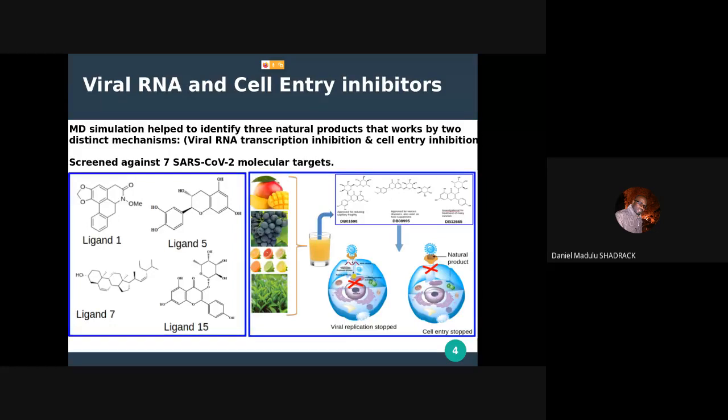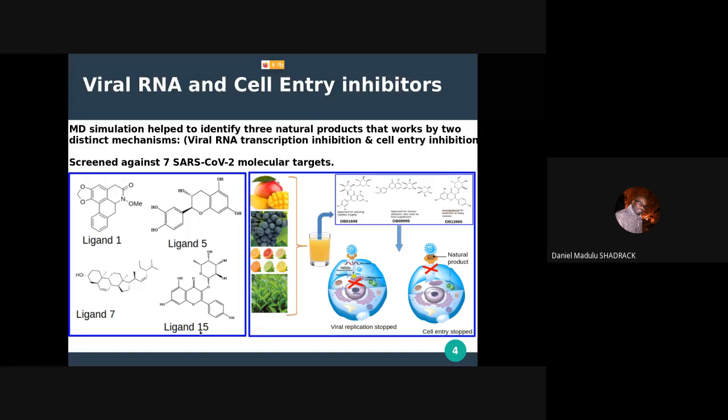Okay. Thank you. Yes. So before, the natural product group at the University of Dar es Salaam isolated a number of natural products, including these ones, which I'm showing in the left panel. These have been tested experimentally and showed some antiviral property, but not for the coronavirus. So this was our initial step, to evaluate whether they could also inhibit the coronavirus, whether by targeting the coronavirus itself or by inhibiting the virus from entering the cell.